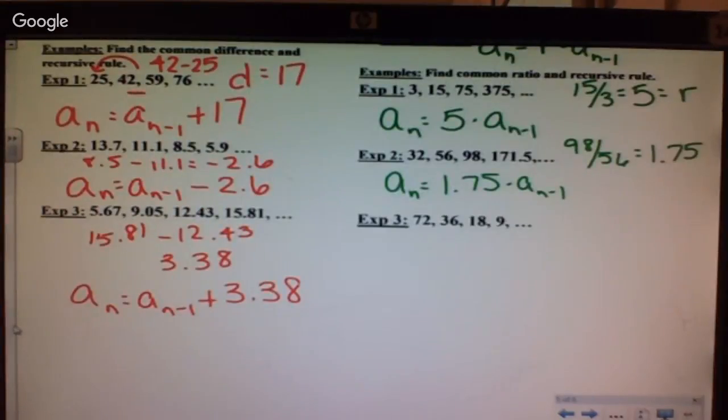And this one, I can do 9, and as long as I divide by the number that comes directly before it, 0.5. So A sub n equals A sub n minus 1. Whoops, sorry, 0.5 times A sub n minus 1.